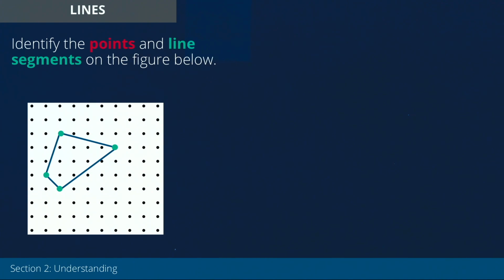In this figure, I see 1, 2, 3, 4 points, and the points are where 1, 2, 3, 4 line segments meet. So I've got 4 line segments and 4 points. And I could label them A, B, C, and D if I'd like to. And if I wanted to highlight, I could say there's a line segment, 1, 2, 3, 4. So again, 4 line segments and 4 points.